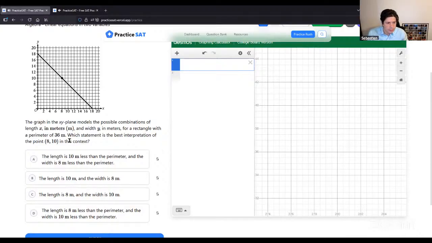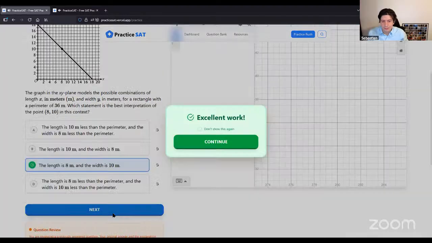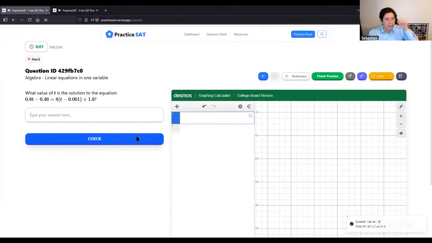The length is x, width is y. So length is 8, width is 10. Tricky here. They're trying to throw us off because length and width are the same thing. Who cares about the terminology? But the SAT likes to trick you.